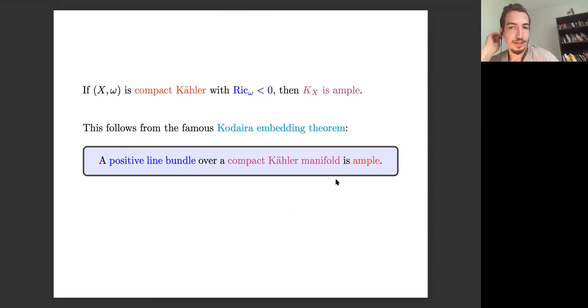Now, it's moreover the case that if X is a compact Kähler manifold with negative Ricci curvature, then the canonical bundle is actually ample. This follows from Kodaira's famous embedding theorem, which states that a positive line bundle over a compact Kähler manifold is also ample. So take a sufficiently high power of the canonical bundle, the sections of that will give you an embedding into projective space. Yeah, I'm happy with that.